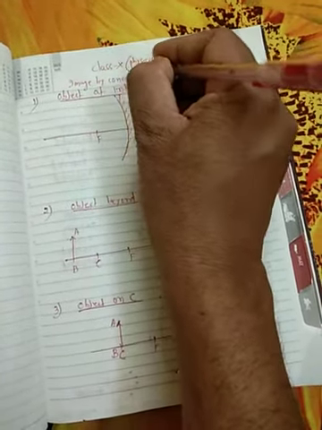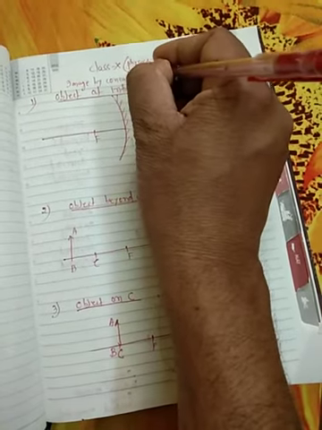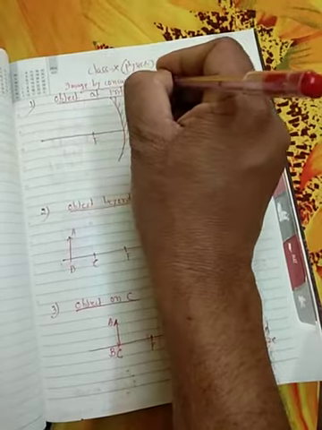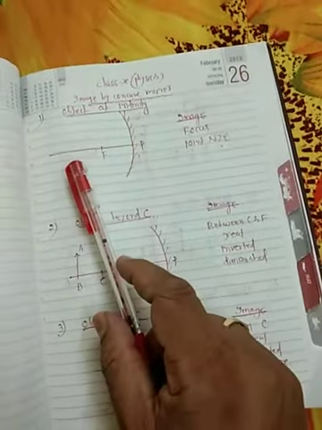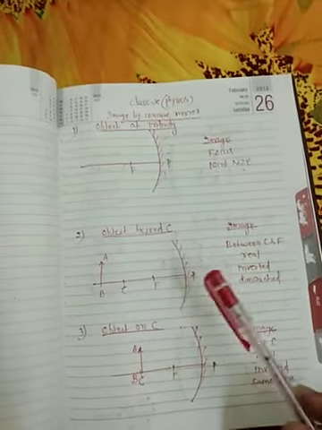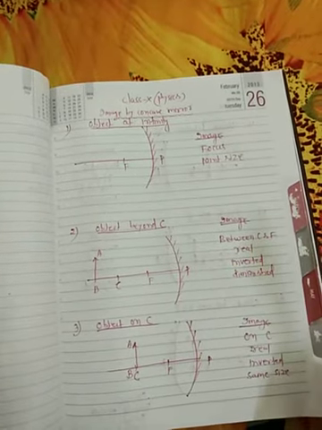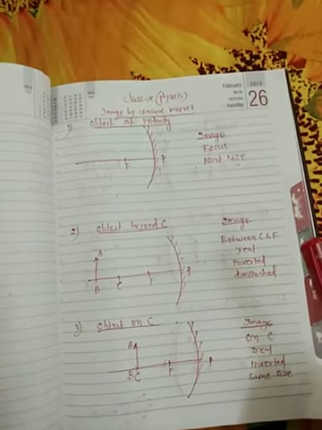In the video I have shown you there are 6 cases in case of concave mirror. And what are the 6 cases? Object at infinity, object beyond C, object on C, between C and F, on F, and between F and P. So today we will draw the ray diagram in each case.